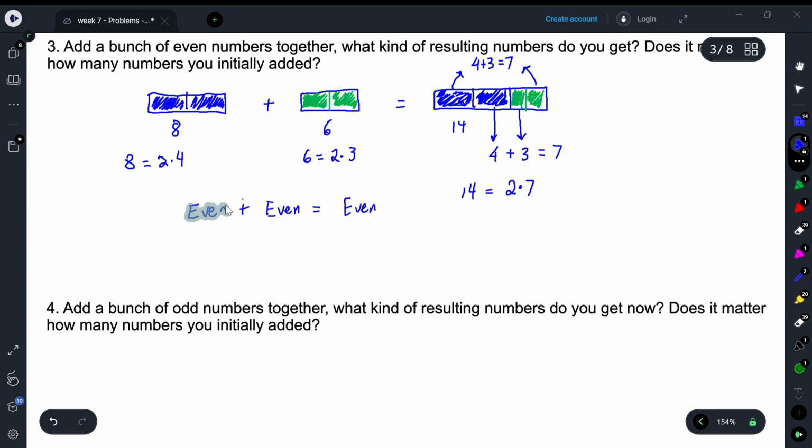All right, so that was pretty easy. Can we try the same idea with odd numbers?